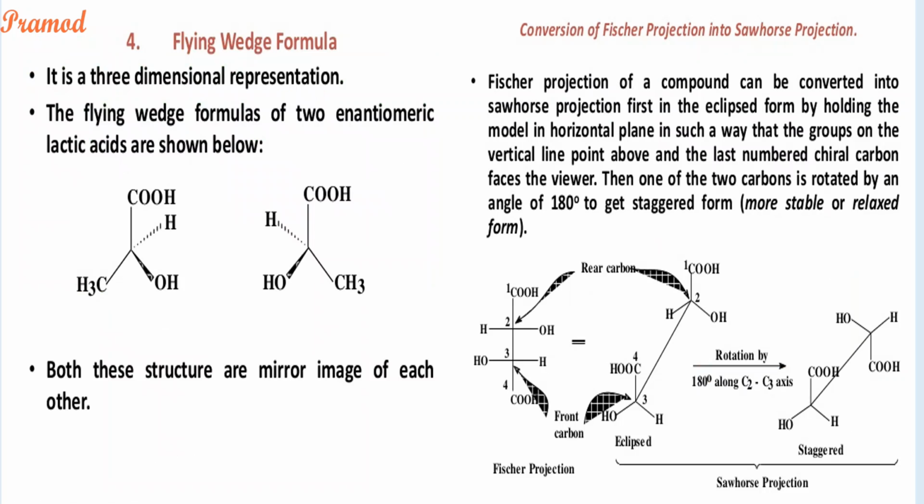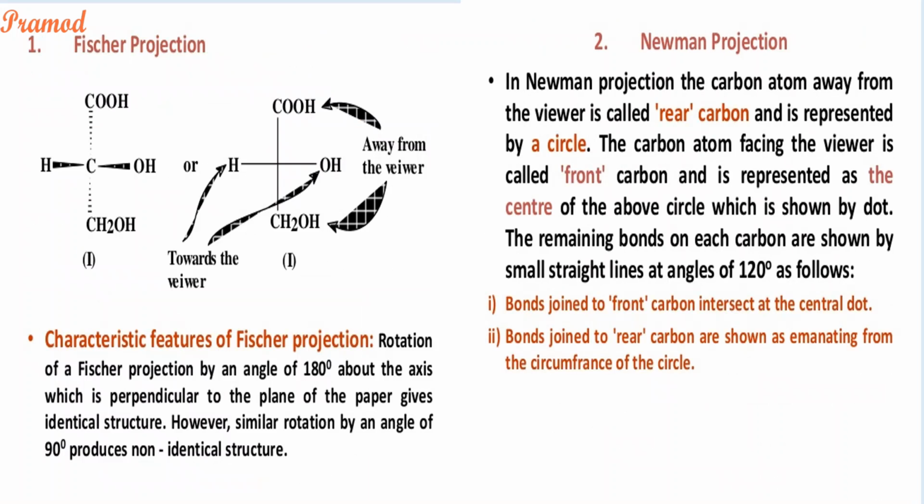Next is the group which is in front, the front carbon. How do we see which group is in front? It is represented by the center of the circle. Behind is the circle, and at its center you put a dot, and there are three lines radiating from it at an angle of 120 degrees. These are the three substituents which are attached. The front carbon is shown by a dot, and the lines project at 120 degrees away from it. This is the way we show the two carbon atoms which are attached: one is your rear carbon and one is your front carbon.